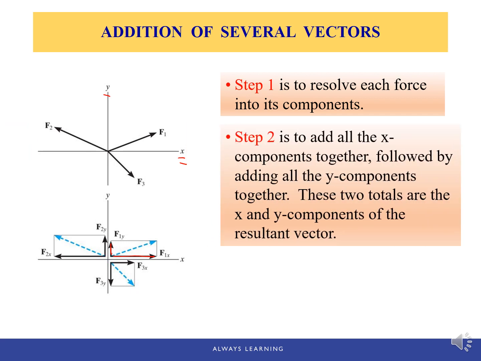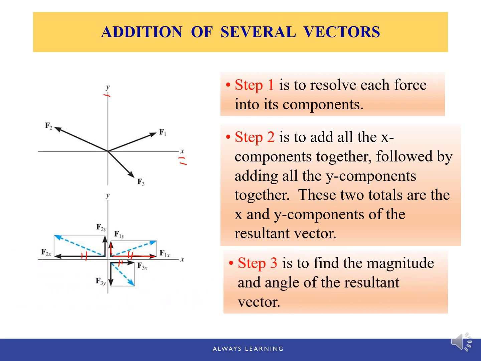The next step is to add all the x components together. Here we have three x components, right? One from each force. And followed by adding all of the y components together. And these two totals are the x and y components of the resultant vector. And from there, the last step is to find the magnitude and angle of the resultant vector.